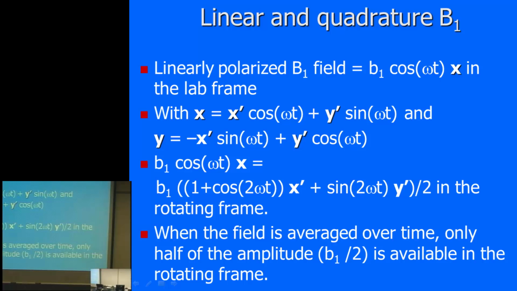So in the rotating frame, if I measure this field, all of a sudden I find that I'm not getting the B1 field, I'm getting B1 divided by 2. The magnitude of this field is reduced by half. So this RF field is less efficient. That's the meaning of this section about the linear field.